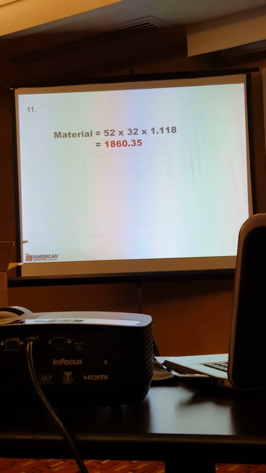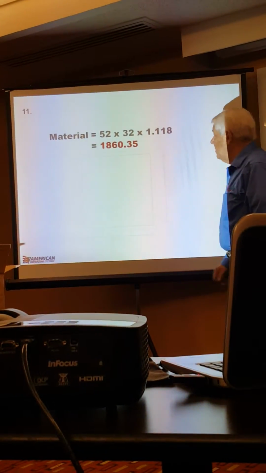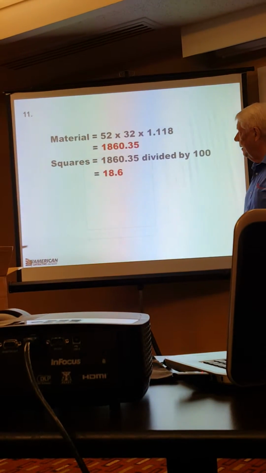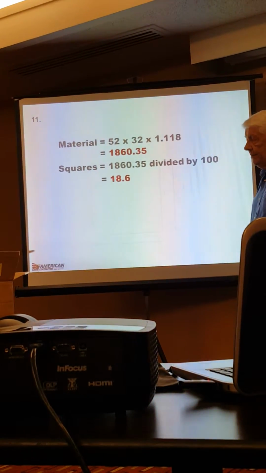A square covers 100 square feet, so we divide 1,860 by 100, move the decimal 2 places to the left, 18.6 squares.